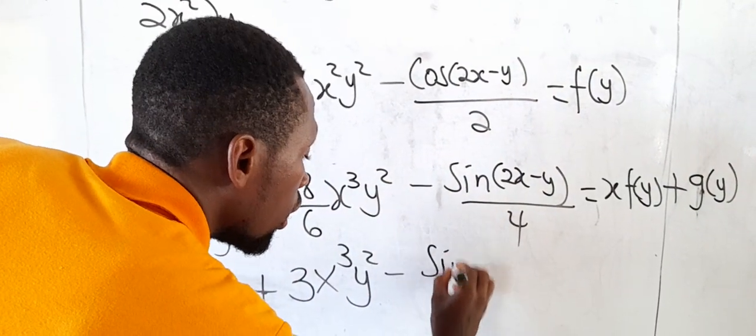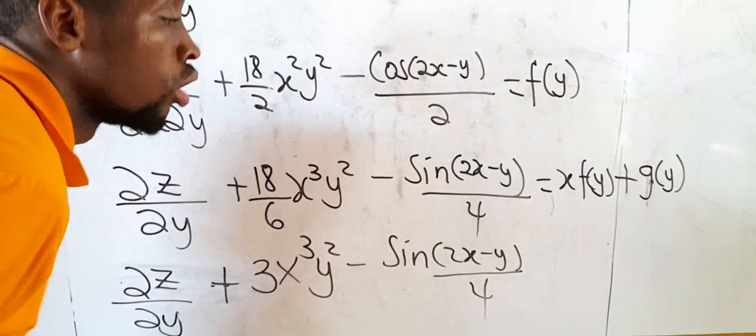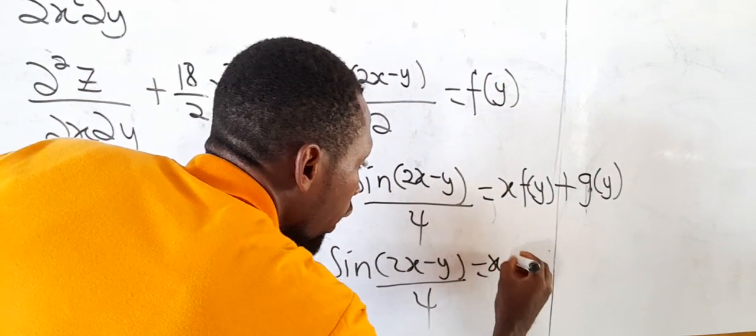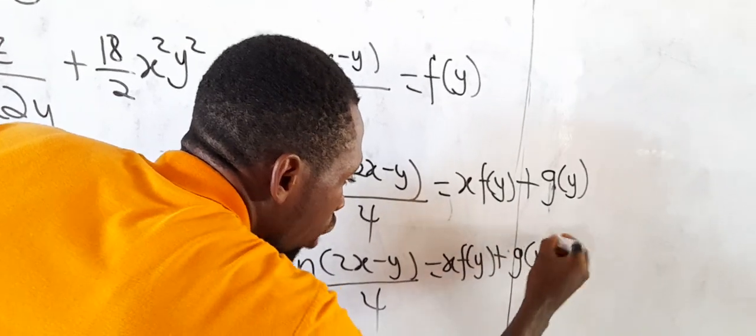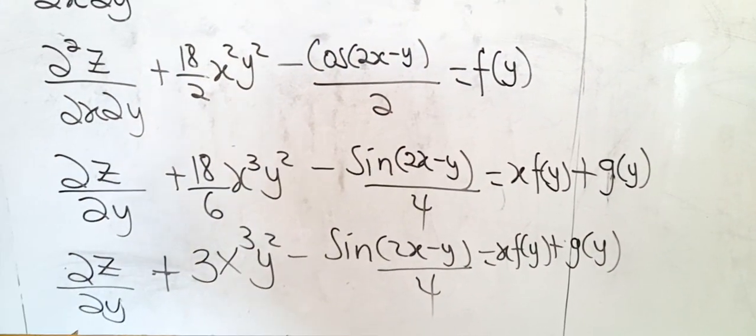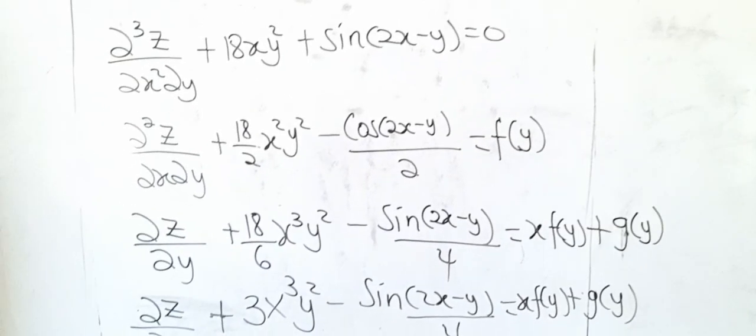minus sine 2x minus y all over 4 equals x times an arbitrary function of y, plus another arbitrary function of y. I hope you get that. So what do we do next?